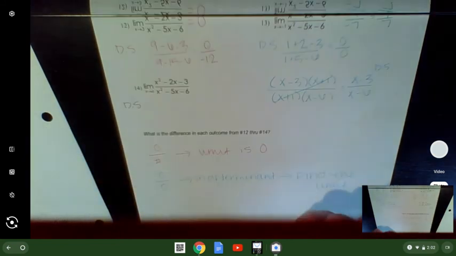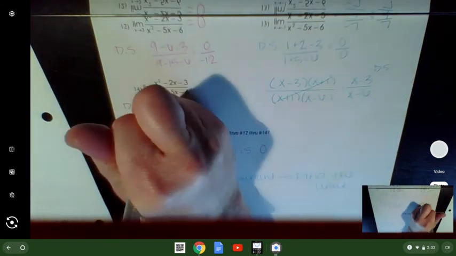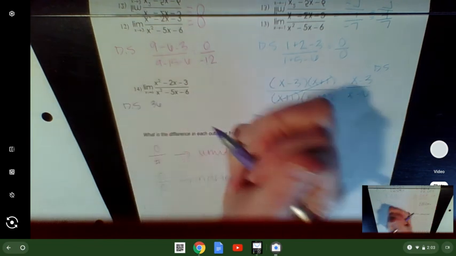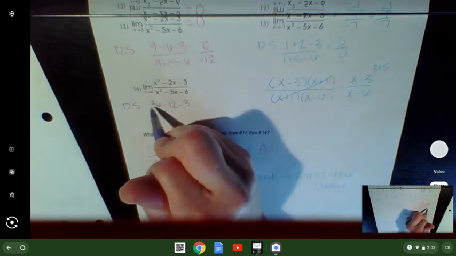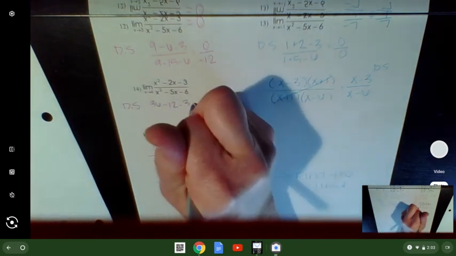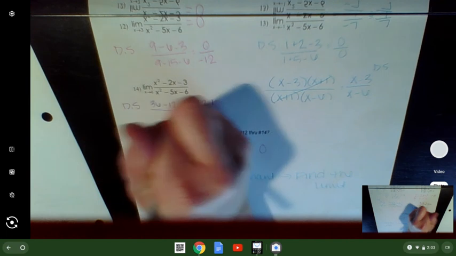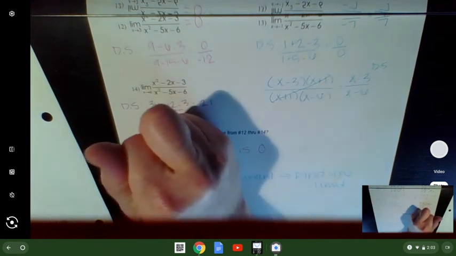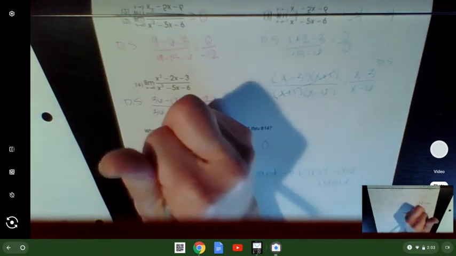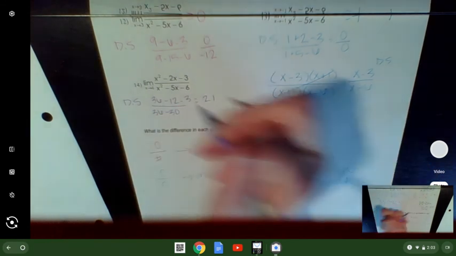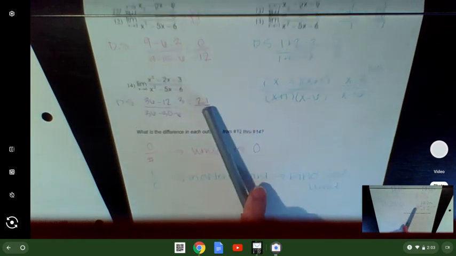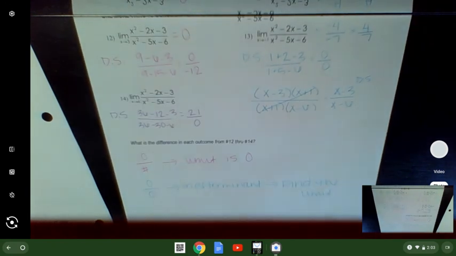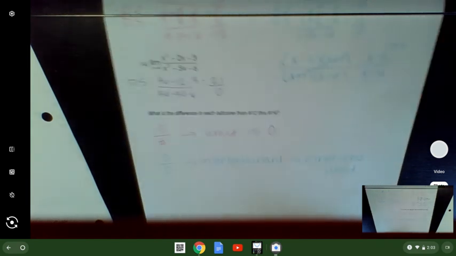Direct substitution first. 6 squared is 36. Negative 2 times 6 is negative 12 minus 3. 36 minus 12 minus 3 is 21. In the denominator, 6 squared is 36. Minus 5 times 6 is 30. 36 minus 30 minus 6 gives us 0. Notice, not the same as the first one. The 0 is not in the numerator. Not indeterminate form because it's not 0 over 0.